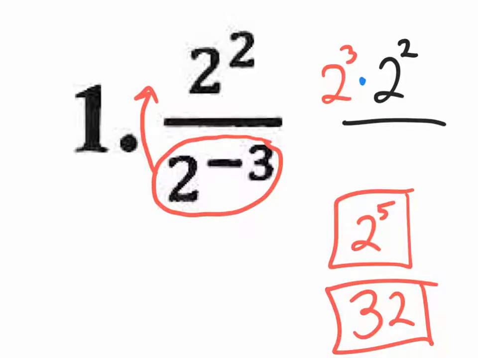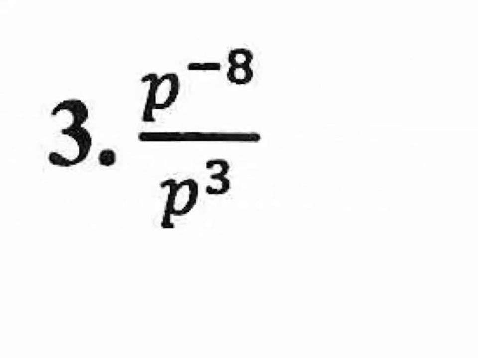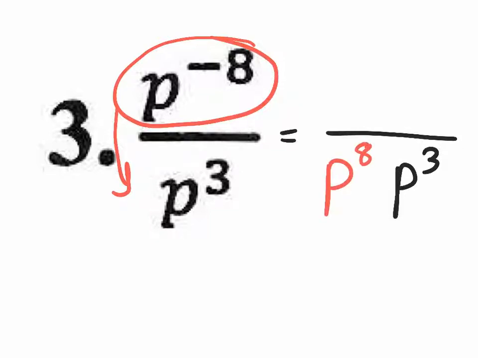Let's move to the next odd one, number 3. So again, the only work you could show is this. Circle it, whatever has a negative exponent, draw an arrow moving it to the other side. So ladies and gentlemen, when I move that down, obviously the p to the third did not move at all, but that p to the negative 8, when you move it down, it becomes p to the positive 8.